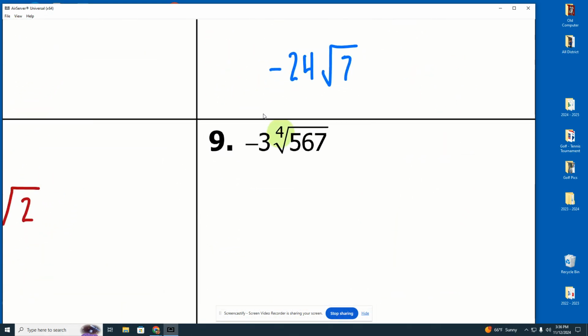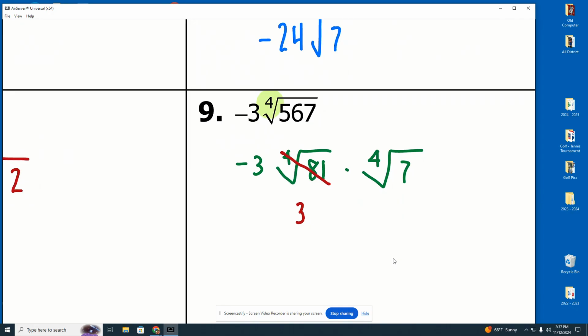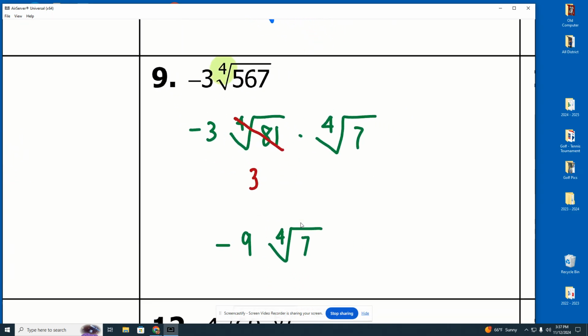So negative 3 drops down. But we're going to do the fourth root of 81 times the fourth root of 7. That's how we're able to simplify this radical, because the fourth root of 81 allows this to escape as a whole number 3. Okay, 3 to the fourth power gives me 81. So 3 gets to break out of there. Now, you have a whole number negative 3. You have a whole number positive 3. Multiplying those, negative 3 times 3 is negative 9. And then the fourth root of 7 gets trapped inside. So it's negative 9 times the fourth root of 7.